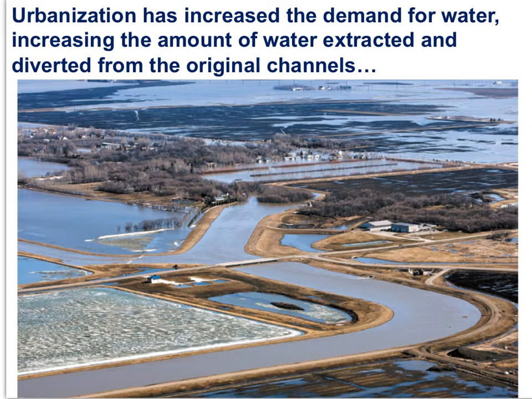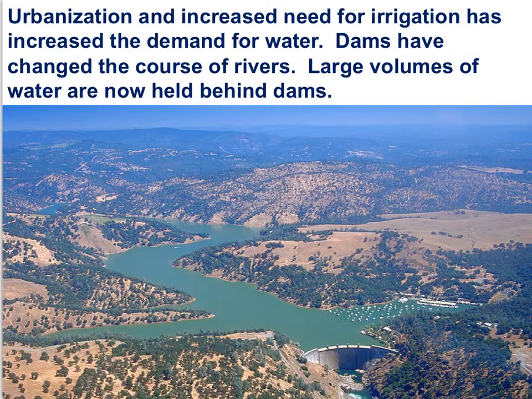Urbanization has increased the demand for water in densely populated cities. This is increasing the amount of water extracted and diverted from the original river channels. Urbanization has increased the need for irrigation as urban areas require food, and growing food requires water. Dams have changed the course of rivers to provide irrigation water for the purposes of growing food.